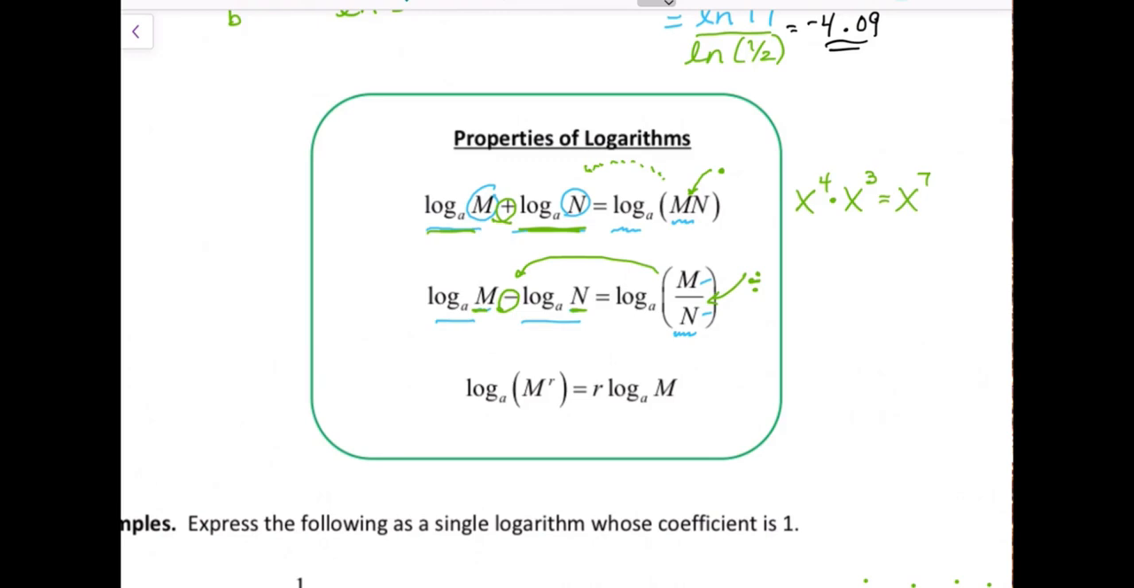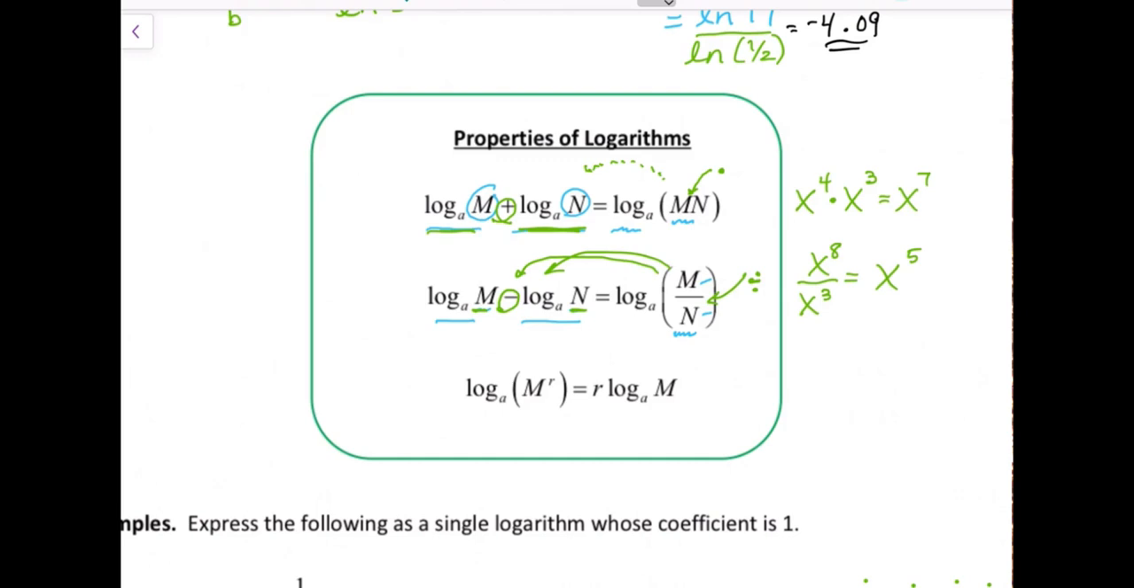Now, this property exponentially is what I do when I divide two algebraic terms of the same base. That when I divide, I subtract exponents. I would get x to the fifth. So working this property from right to left is mimicking that same property.